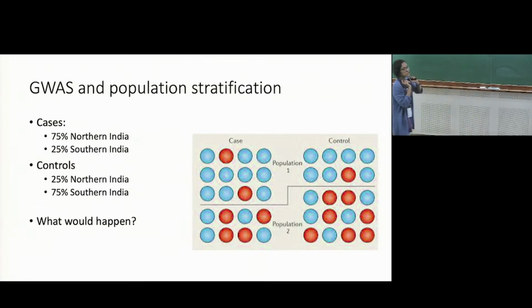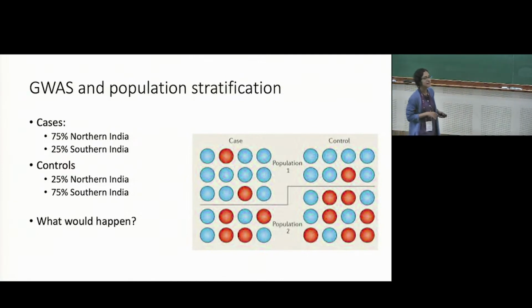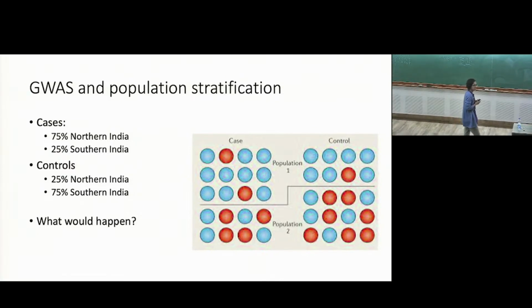One of the biggest challenges of GWAS is what's called population stratification. And I'd like you to imagine what would happen if you ran a GWAS like this, okay? So let's say you care about, pick your disease, diabetes. This is how you sample cases, just by accident. 75% of your cases are from northern India, 25% are from southern India, okay? And your controls is flipped. Would this work? What would your results look like?